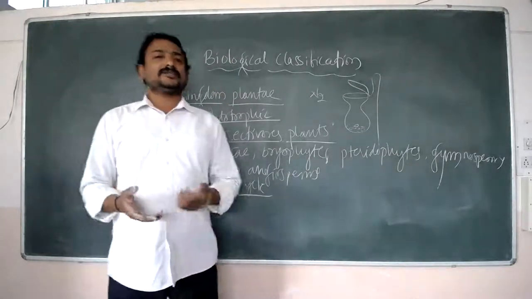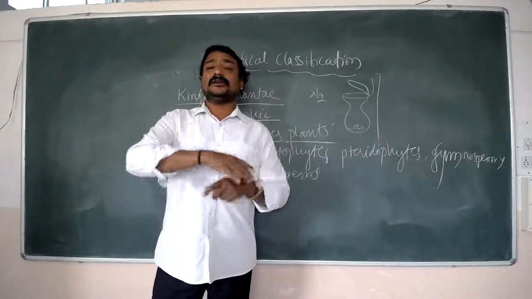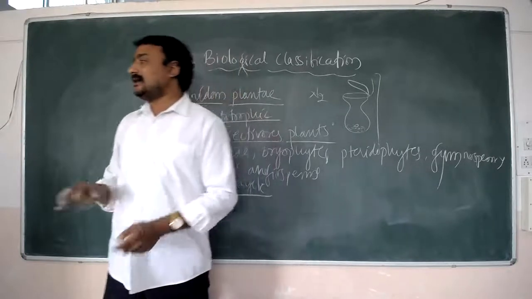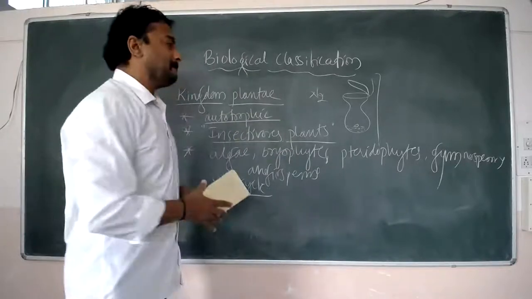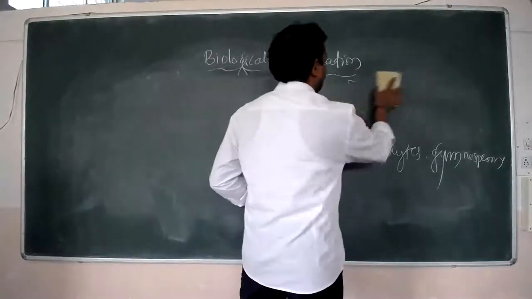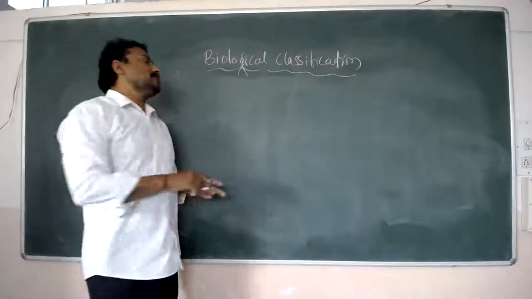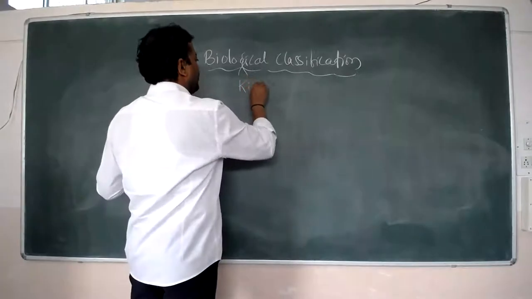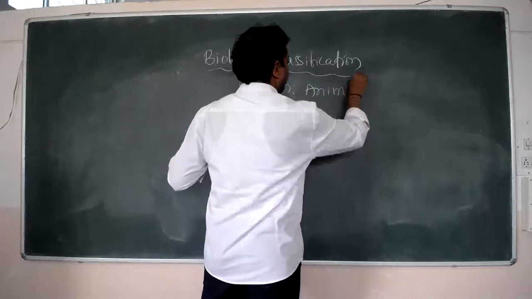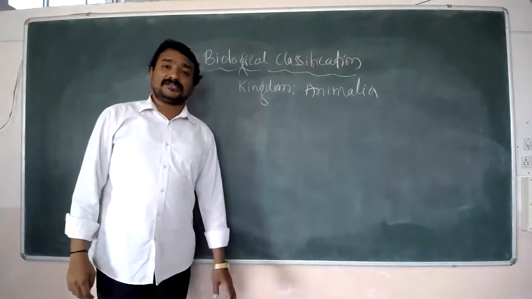About this we'll discuss. Here, the intention behind explaining kingdom Plantae in biological classification is to complete the information concerned to the five kingdoms. Then one more kingdom is there, which is known as kingdom Animalia. So here also we will see some of the general characteristic features of kingdom Animalia.